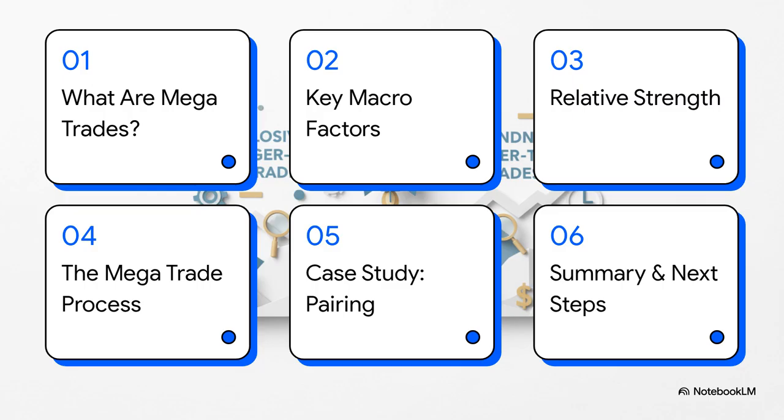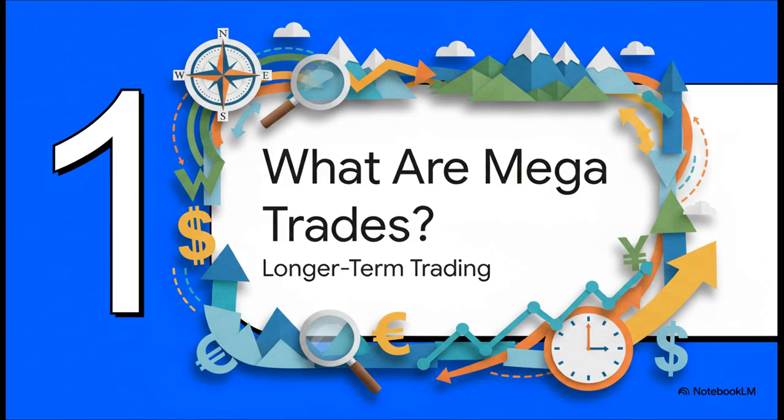So, here's what we've got on tap. We'll kick things off by defining what a mega trade actually is and the key macro factors that set the stage. Then we'll dive into the core analytical tool, relative strength, and pull it all together into a clear, step-by-step process. To wrap it up, we'll walk through a great case study from ICT and give you a final summary of the key takeaways.